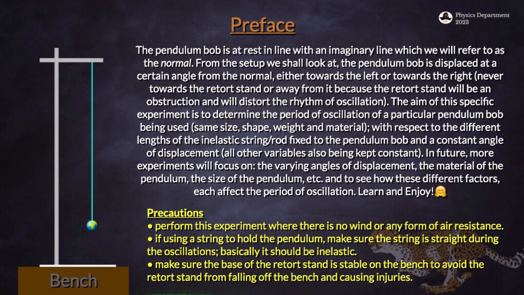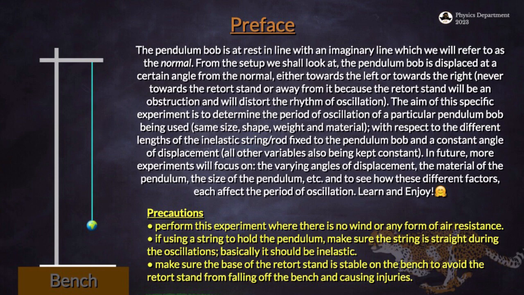The first one is to perform this experiment where there is no wind or any form of air resistance. I think that's self-explanatory. You can just see, even with the material that we're using for the string, it's very light, and also the string should be inelastic, but the wind can disturb the swinging of the pendulum, because the pendulum has to swing freely from one point to another, and it should not wobble as it moves.